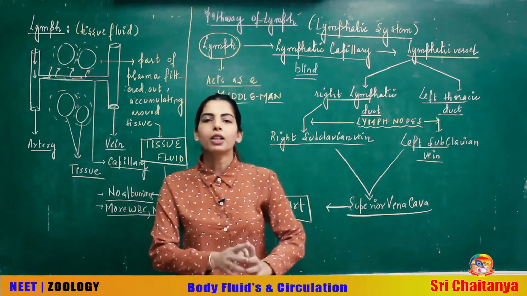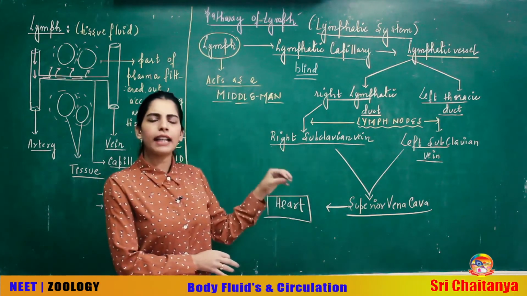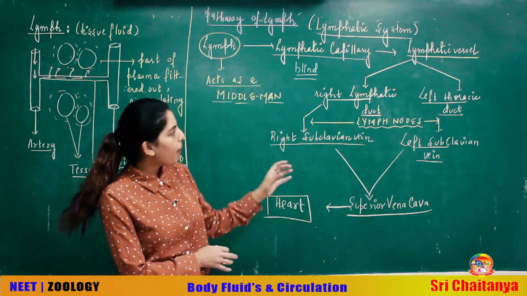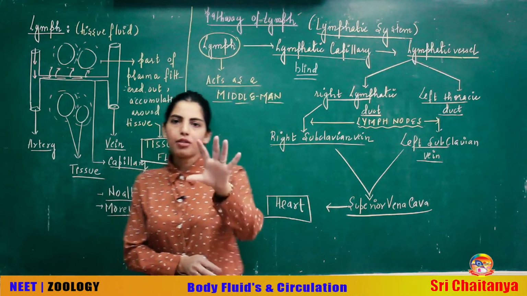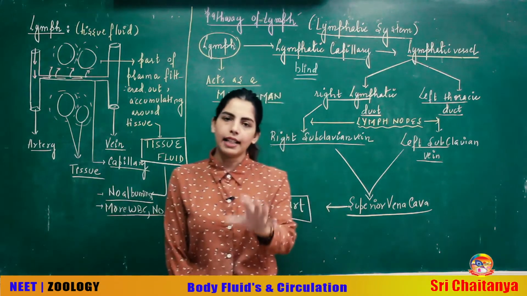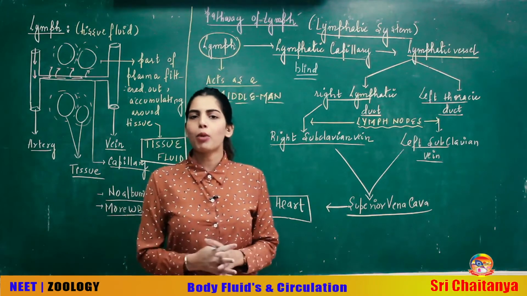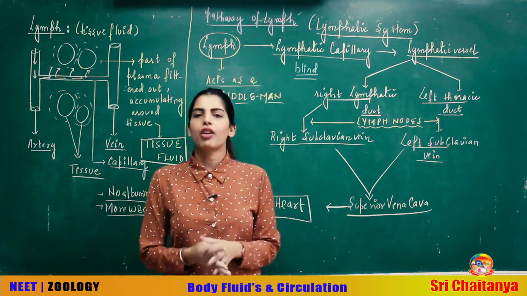So that's the pathway. Although pathways are not asked that frequently, it's very easy to remember. So just follow this step and know the composition of the lymph. That's how you complete your two main body fluids, your blood and your lymph.